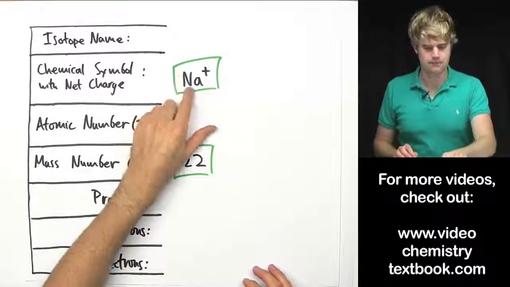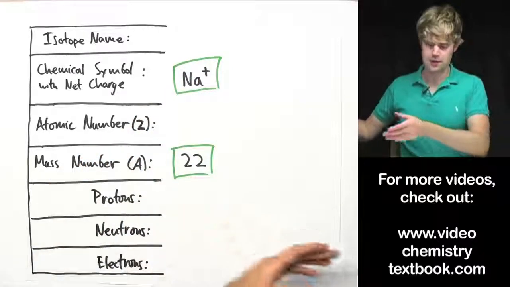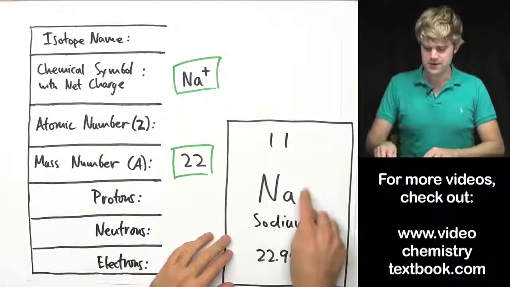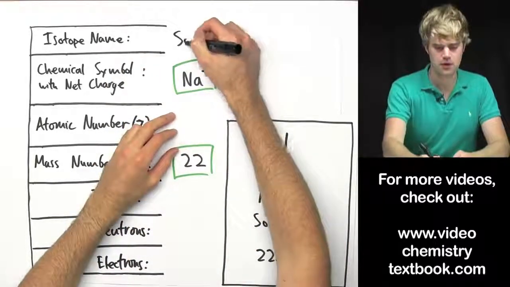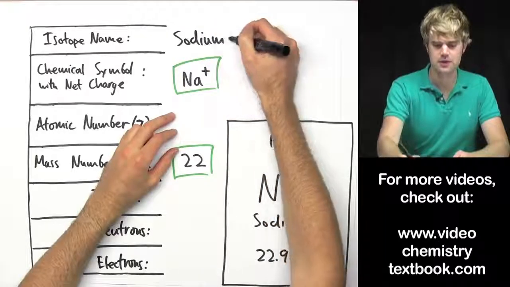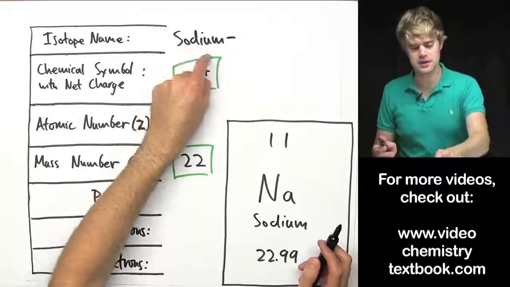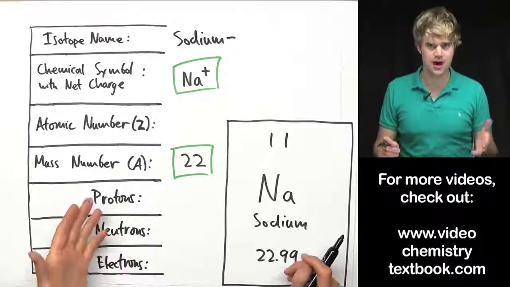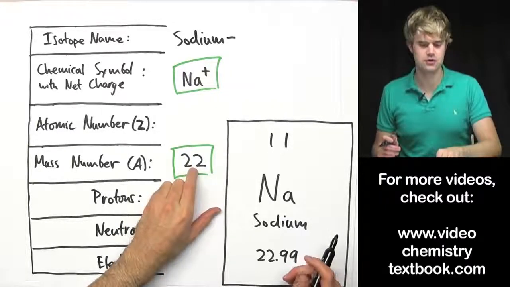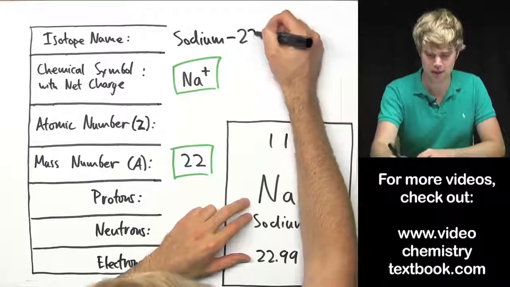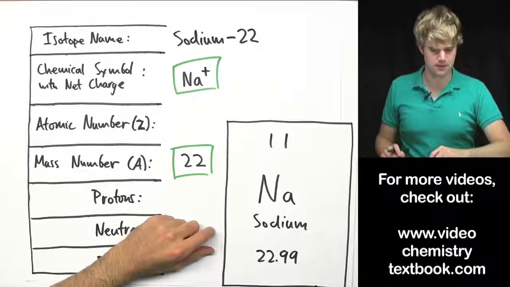Let's start here. The chemical symbol is Na. So we'll look up Na on the periodic table, and we'll find out that that is the symbol for sodium. So now for the isotope name, we know that this is going to be sodium. Now that's only the first part. The isotope name tells us what element it is, and then it has the mass number after it, the number of protons plus the number of neutrons. The mass number has already been given to us, so we know that the isotope name is going to be sodium from Na, and then 22 from the mass number.